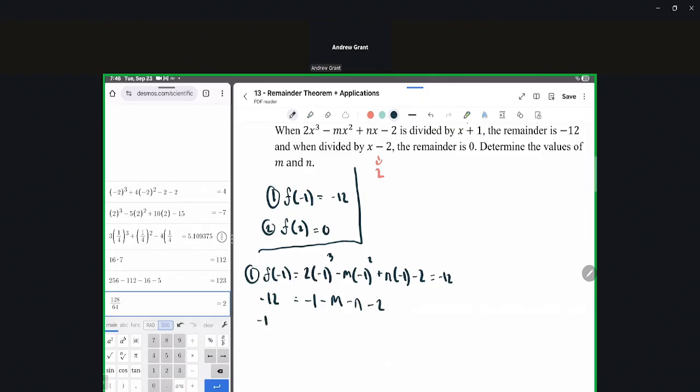So we have negative 12 is equal to negative 1 minus 2, which is negative 3, minus m minus n. And then we add 3 to both sides. So our first equation is that negative 9 is going to be equal to negative m minus n.